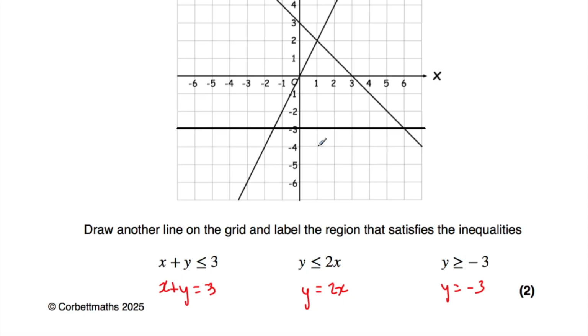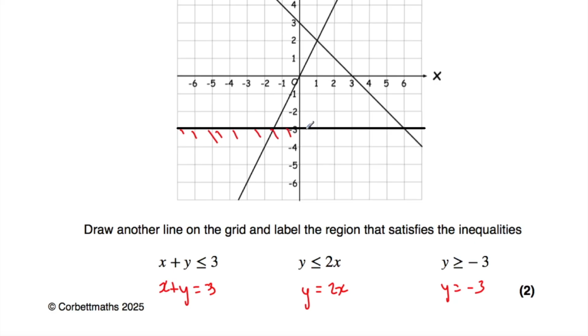So all the points below the line wouldn't work for that inequality. So for instance, this point here, 1, negative 4. The y-coordinate is negative 4, and negative 4 is not bigger than negative 3. So all the points below that line wouldn't work. All the points on or above the line, so the origin, for instance, would work because 0 is bigger than negative 3. So what I'm going to do is I'm going to do little dashes like this just below the line to show we're rejecting below that line.